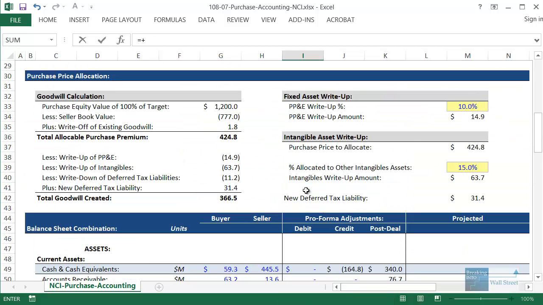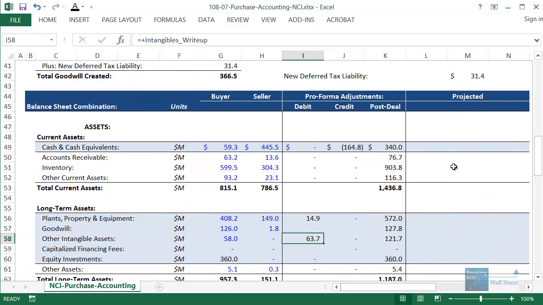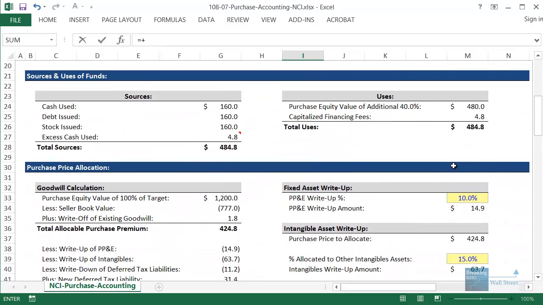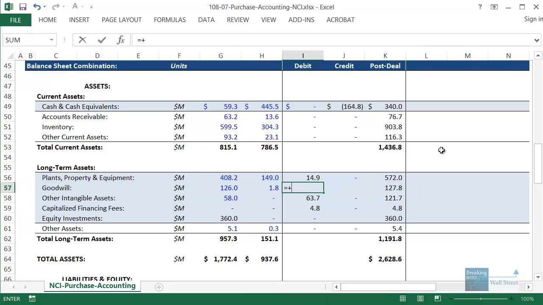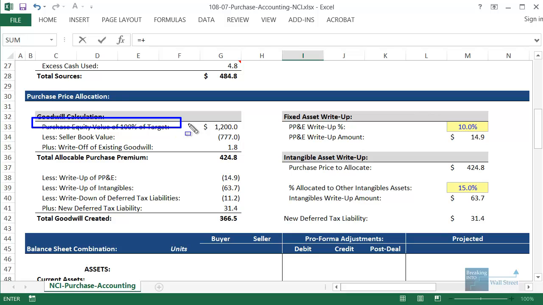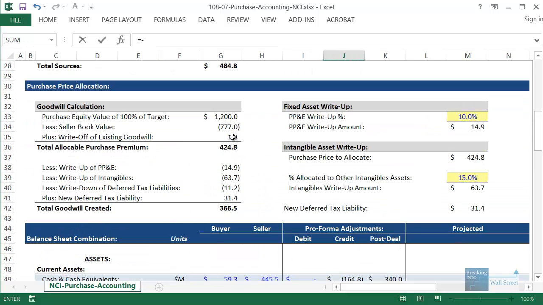For PP&E, we have to factor in our write-up amount right here. And the same for other intangibles. So we'll just factor in our write-up. Capitalized financing fees, we'll add in our fees from the schedule above. So we have those. Now, for goodwill, you have to be careful because here we're doing two things. We're writing off the seller's existing goodwill, and then we're also creating new goodwill. So the new goodwill we create, again, is based on 100% of the other company's value minus their book value, and then you factor in the other adjustments. Here we end up with the $366.5 million of goodwill created, and then we're going to subtract out the $1.8 million of existing goodwill that goes away in this deal.